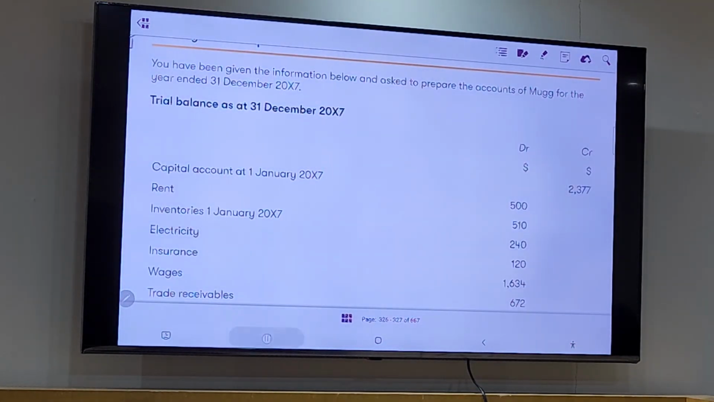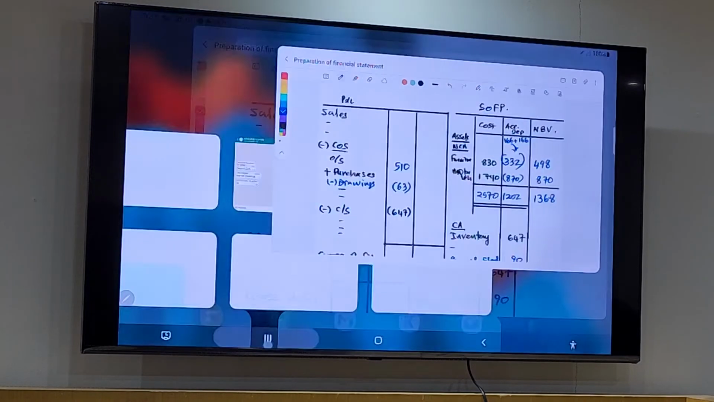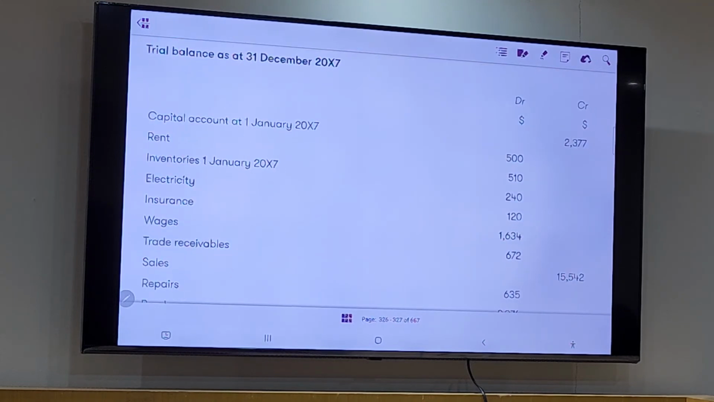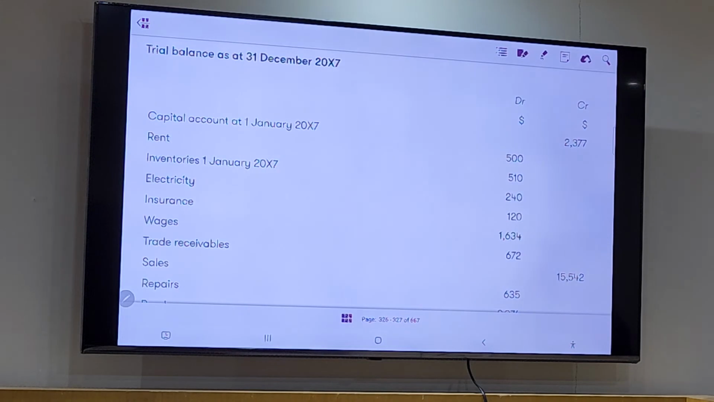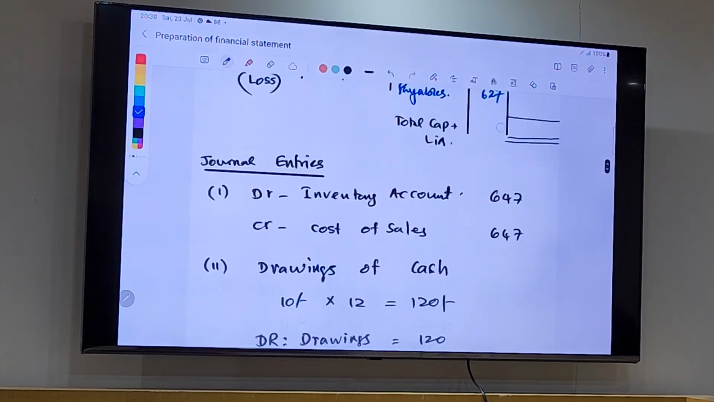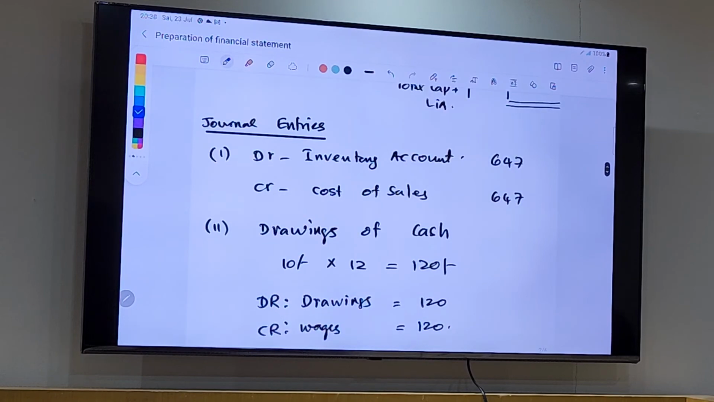Inventory opening balance 510. So that we have to take it here. Next item. Electricity we have taken. Insurance we have not taken. Right? So insurance, how much? 120. Next item. Wages we have taken. We have done the adjustment, but we have not taken it here.